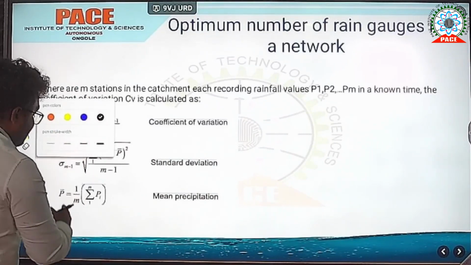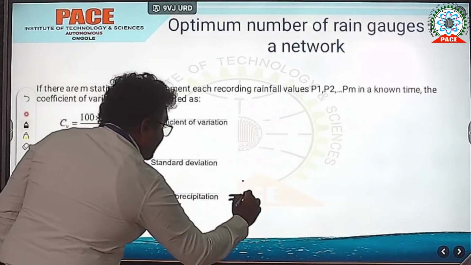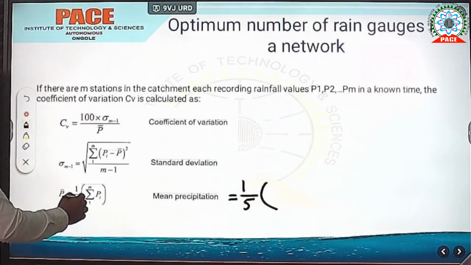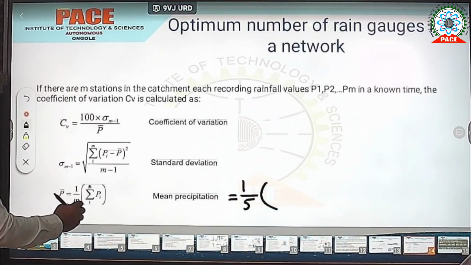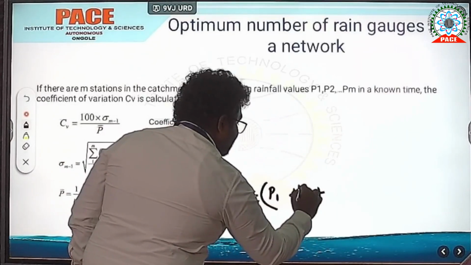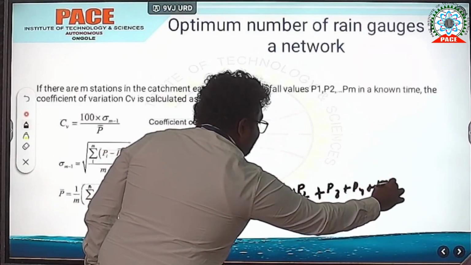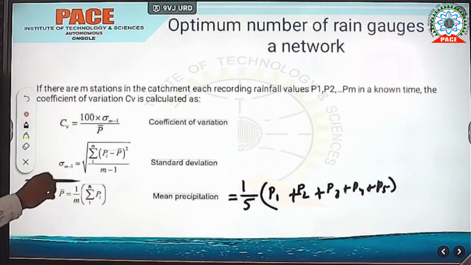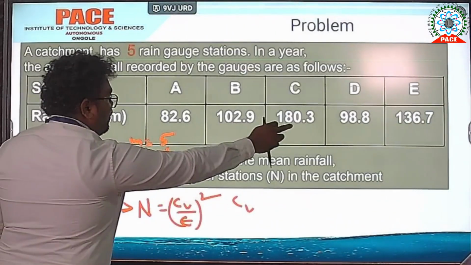mean value, which is nothing but p bar. P bar equal to 1 by m, where m is the number of stations, that is 1 by 5, into sigma i varying from 1 to m. How many rain gauge stations are there? Total 5 rain gauge stations are there. So you have to add those 5 values here, p1 plus p2 plus p3 plus p4 plus p5, where p1 is the precipitation depth in that particular area. Let us see that precipitation depth. So it is 82.6, 102.8.